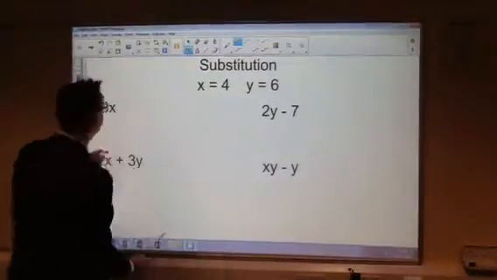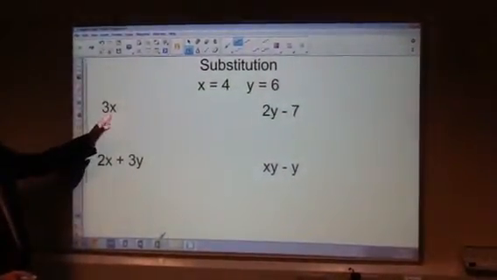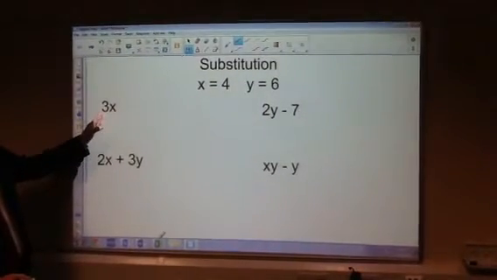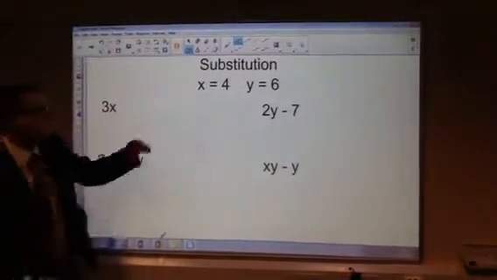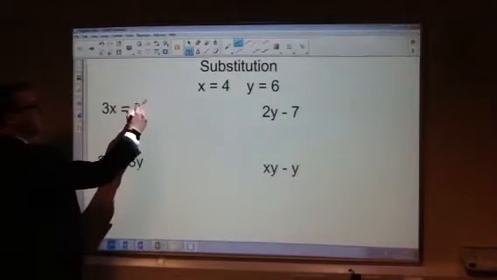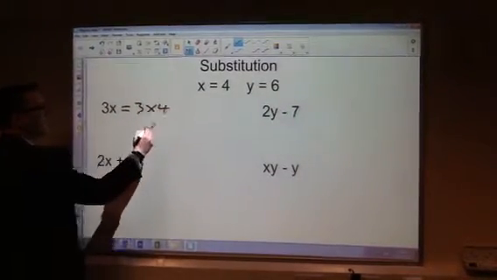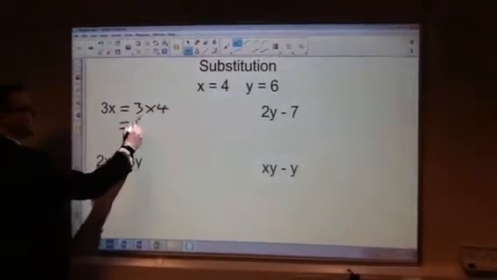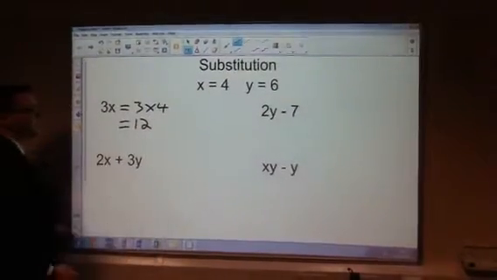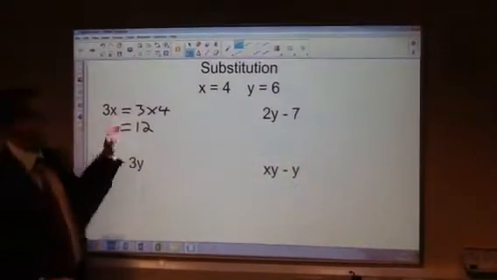Let's try the first one. Now 3x of course means 3 times x. A number next to a letter means that number times that letter. X is 4, so we would write equals 3 times 4. We put the equals underneath and we put 12. That's easy because it's just one letter and there's just one thing to do.